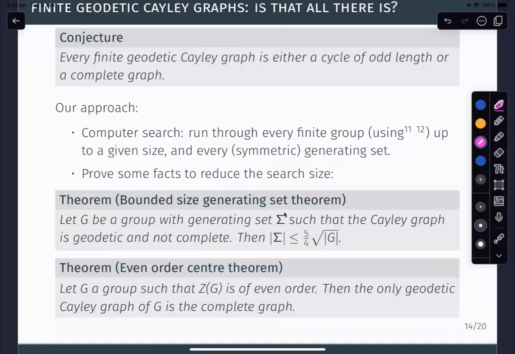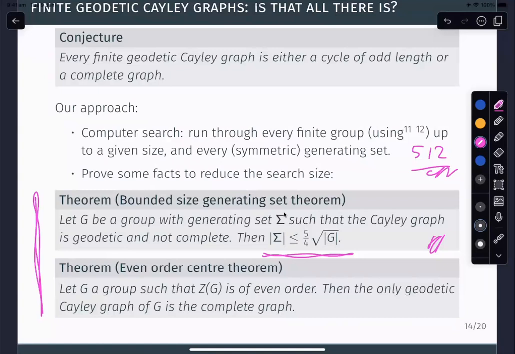We were able to look at every generating set because of these two theorems. The first one is a bound on the size of the generating set: if you've got a group with a generating set that's geodetic, then the size of the generating set is less than or equal to 5/4 the square root of the size of the group. Without that, we would never be able to enumerate all possible groups very well.